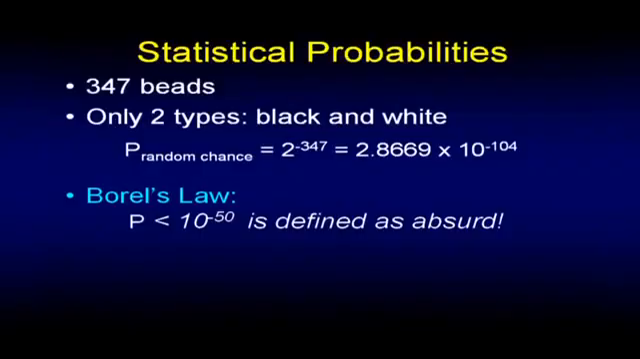Any probability with 10 with 50 zeros after it is defined as absurd. Any probability that is more rare than one chance in 10 with 50 zeros after it is defined as absurd. There's a point at which you need a cutoff. Okay, so that's called Borel's law. See, I want to sensitize you to something else. We're talking about information here.